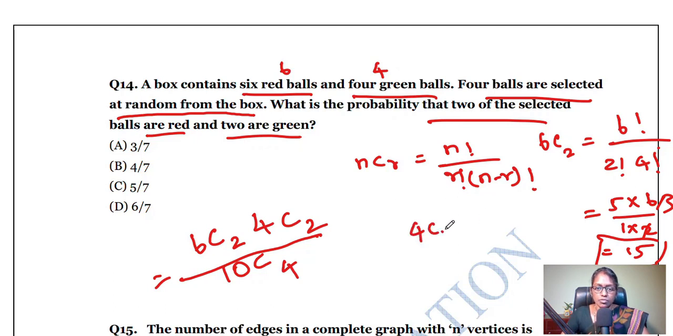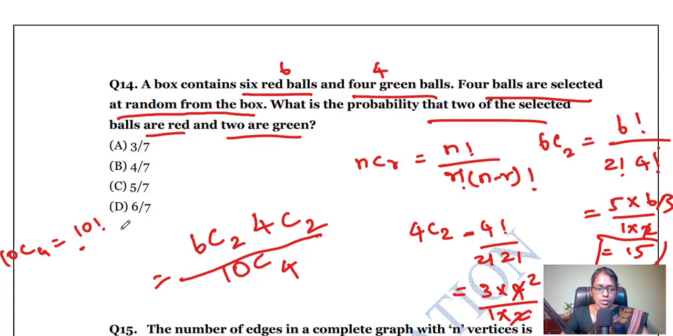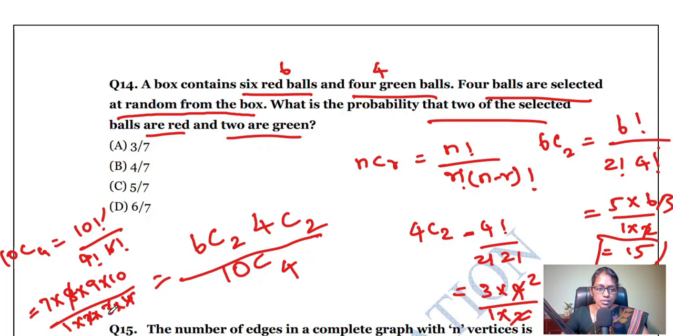Now I have to find 4C2, which equals 4 factorial divided by 2 factorial into 2 factorial. The 2 factorial cancels, remaining is 3 into 4 divided by 1 into 2, so 3 twos are 6 is the answer. And for 10C4, that is equal to 10 factorial divided by 4 factorial into 6 factorial. 6 factorial will cancel, so 7 into 8 into 9 into 10 divided by 1 into 2 into 3 into 4. So 4 twos are 8, this will cancel and this one is 3. So 7 threes are 21 and 21 tens are 210.